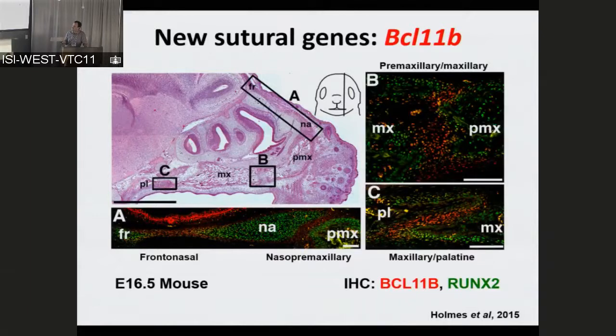craniofacial complex. And I'll just use this picture of E16.5 to summarize the results, which is that BCL11B is expressed in suture mesenchyme. So I'm showing you the frontonasal suture, nasopremaxillary suture, maxillary premaxillary, or the maxillary palatine sutures. And if you go from E14.5 to E18.5, the expression is increasingly restricted to the suture mesenchyme. And often there's no overlap between RUNX2 and BCL11B, or there may be like one or two cell overlaps.